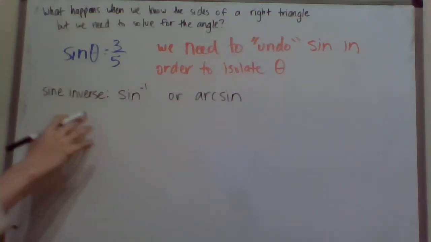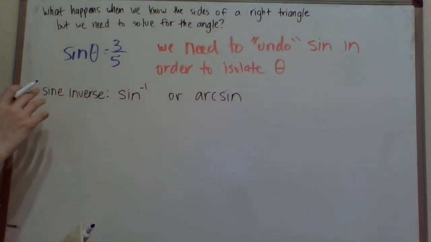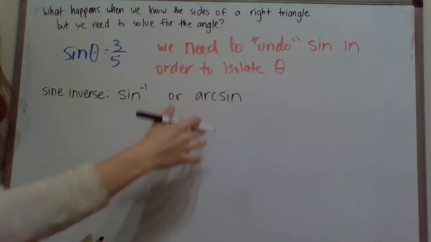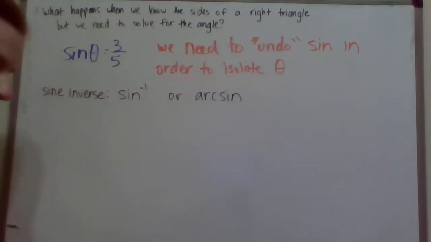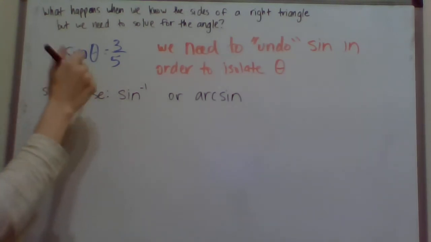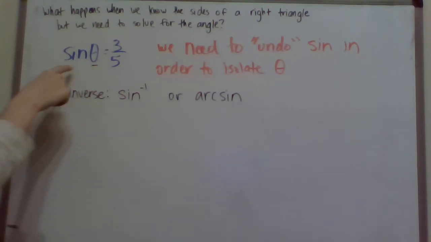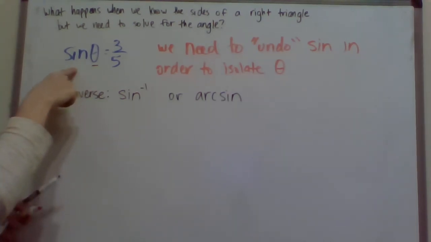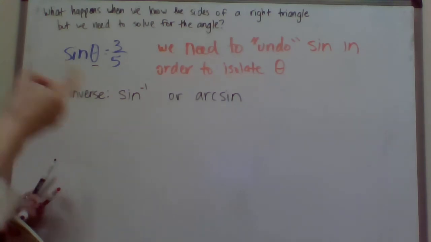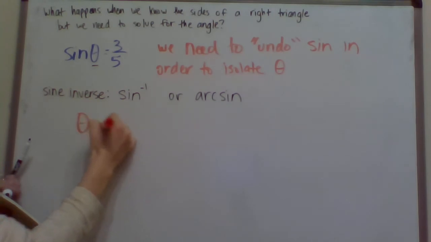And they're not just for sine. We also have cosine inverse and arc cosine. We also have tangent inverse and arc tangent. So this applies to all three of them. In this case, if I want to undo sine and isolate theta to get it by itself, I want you to think about taking the sine inverse of both sides. Well, if I take the sine inverse of sine, I'm basically undoing it. So that's going to leave me just with theta on the left side.